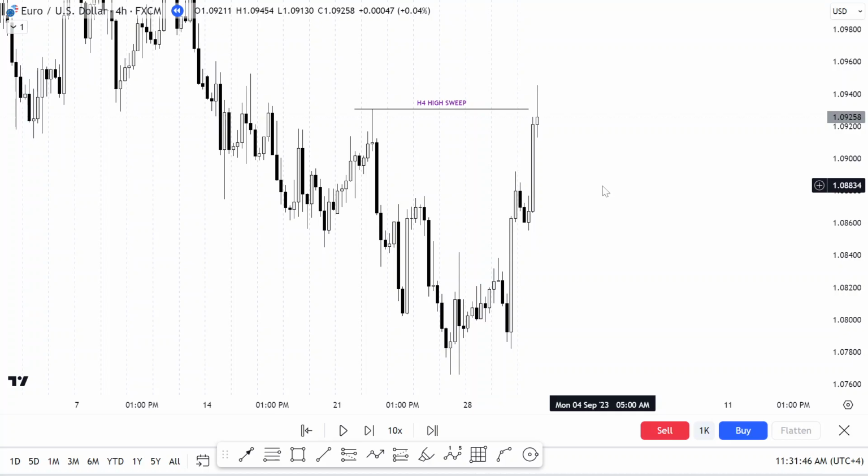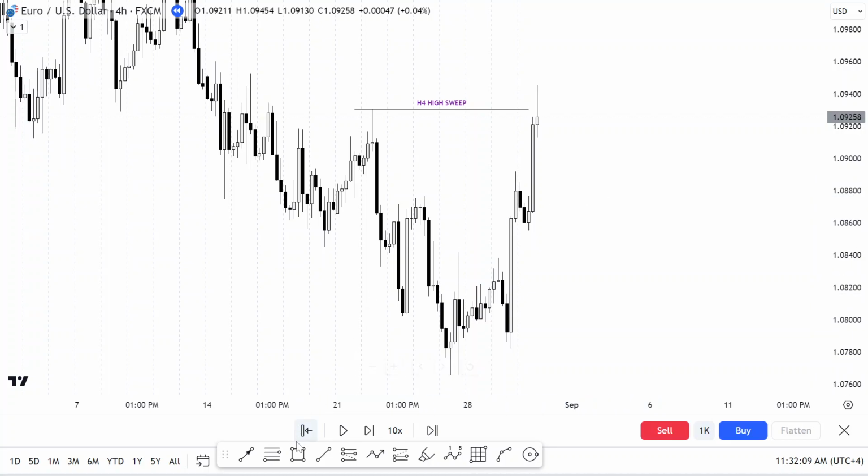Today I'm gonna show you how you can enter a trade after the market sweeps the highest point of your time frame. Regardless if it's a daily or 4 hour, 1 hour, 15 minute, it doesn't really matter. As long as the market sweeps the highest point, this is what you should do to enter a high probability setup trade, which is gonna get you a very high RR.